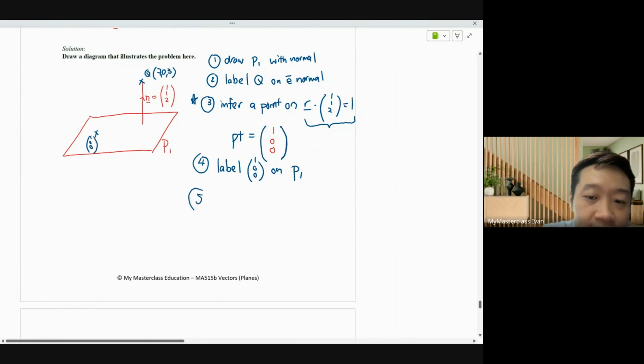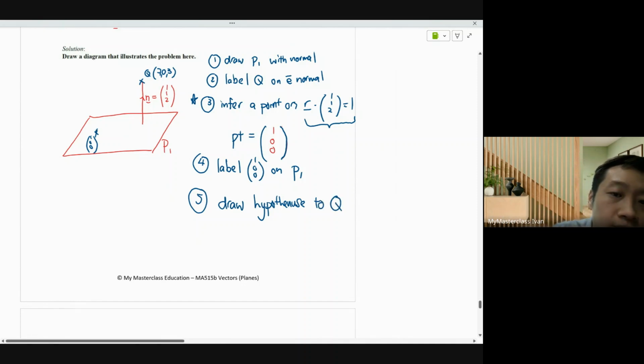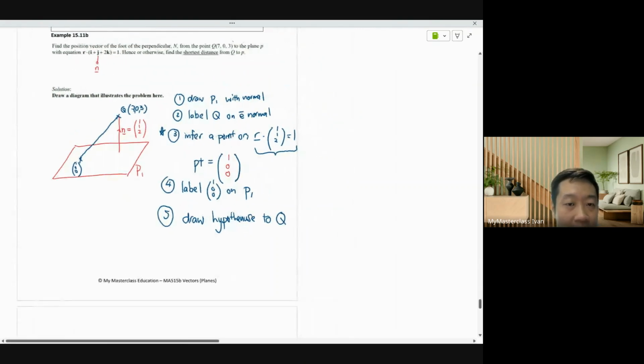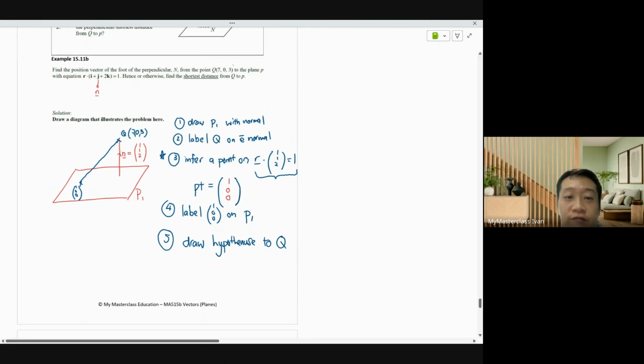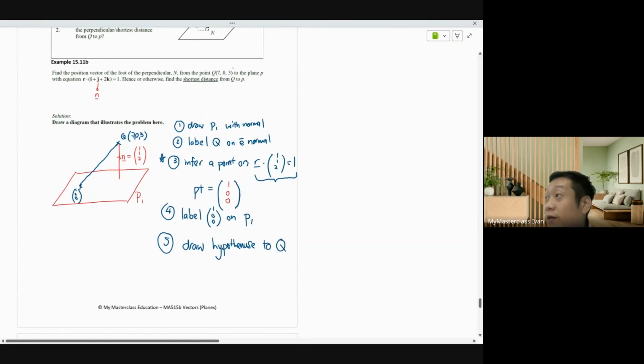Step five: draw the hypotenuse to Q. This is the basics of it, not pertaining to finding the foot of the perpendicular yet, but this is how we draw the triangle. Step six: label theta.